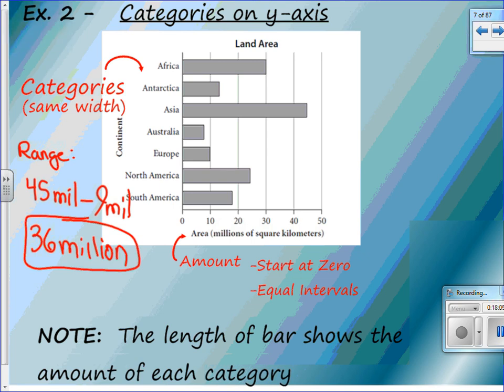It says to start at 0. This to me is really optional, okay? If the numbers are all super big, it doesn't make sense to start at 0. Like, let's say we're measuring populations of these particular countries, 0 might be a really silly place to start. So while you can start at 0, it's not necessary. What is necessary is that you have equal intervals. So in other words, these are all 10 million square kilometers. They have to go up by a consistent amount.